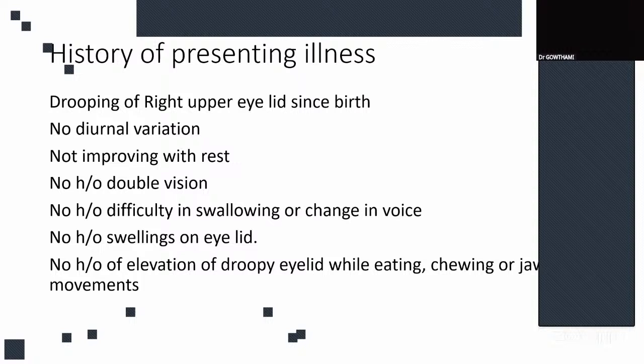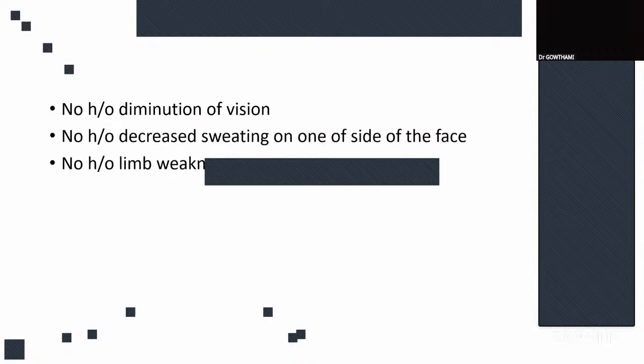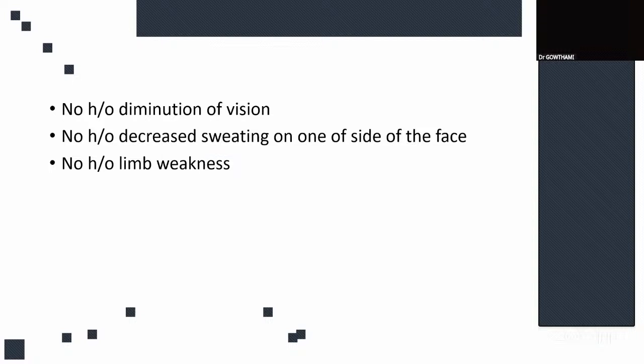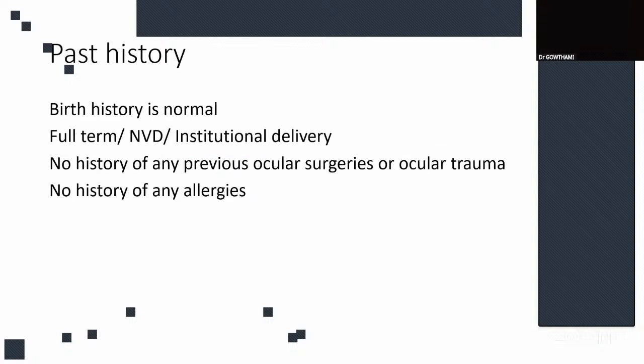Coming to present illness, there is drooping of the right upper eyelid since birth, which is non-progressive, with no diurnal variations, not improving with rest. No history of double vision, no history of difficulty in swallowing or change in voice, no history of swellings on the eyelid, and no history of elevation of the droopy eyelid while eating, chewing, or jaw movements. No history of diminution of vision, no history of decreased sweating on one side of the face, no history of limb weakness.